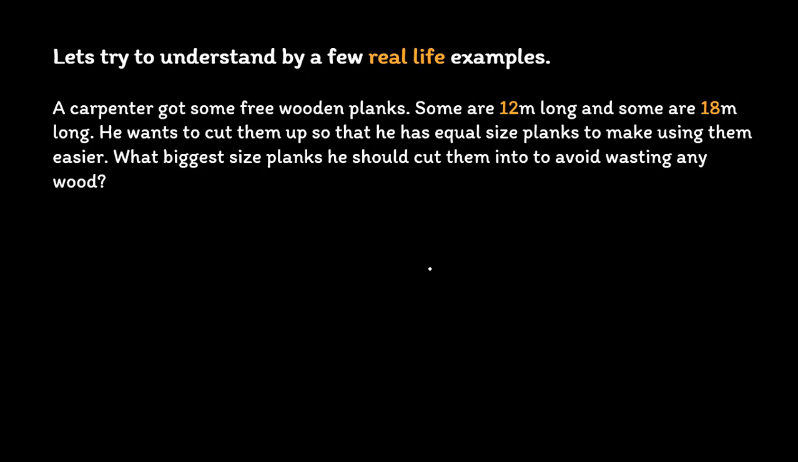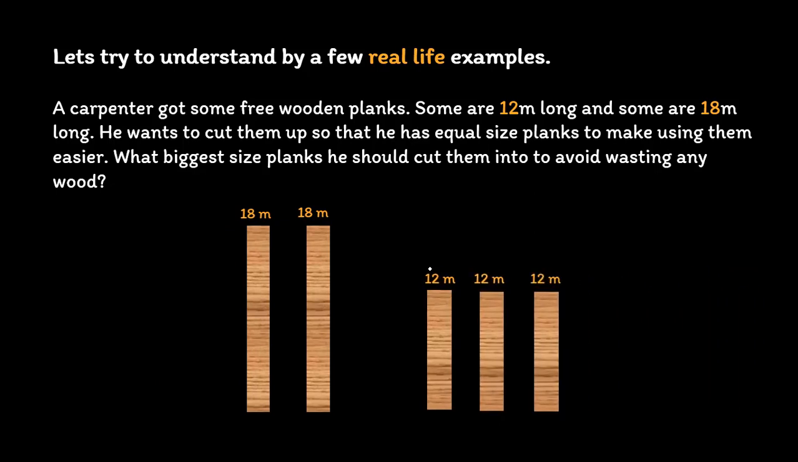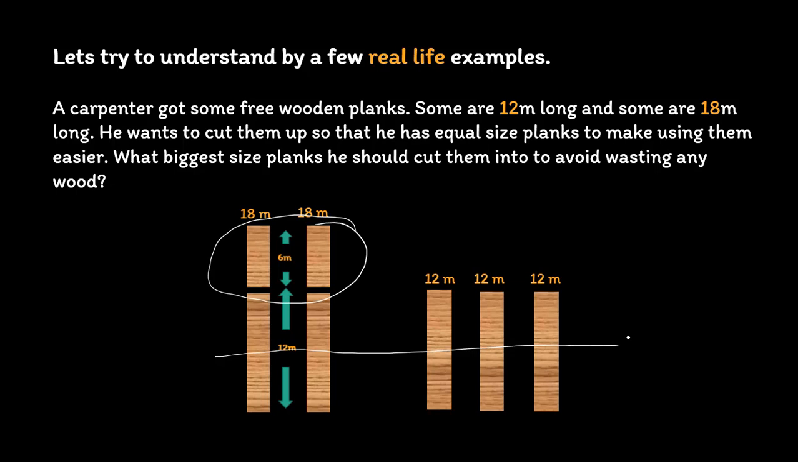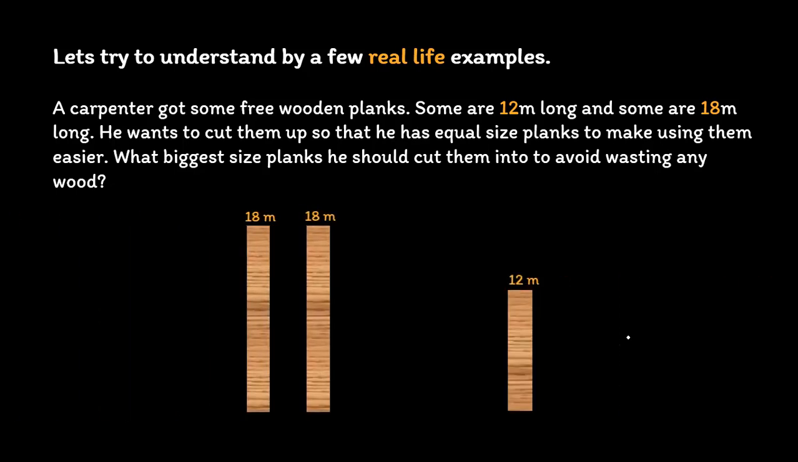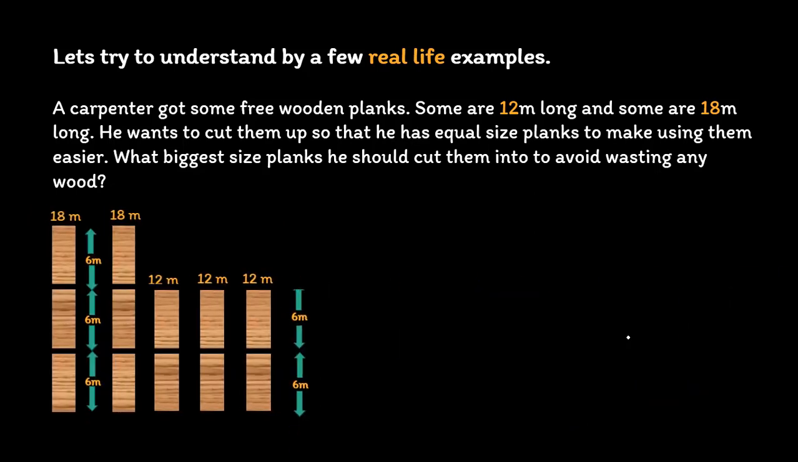Now suppose he wants to cut everything to the smaller size plank. So what will happen? He will get 12 meter long pieces, but this 6 meter from these two planks will get wasted. But yes, of course, he can notice that this is 6 meter and these are 12 meters. If he cuts them into half, he gets all of equal size. So his problem is sorted out.